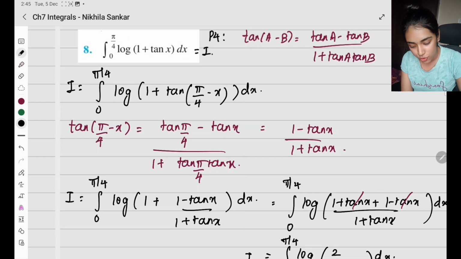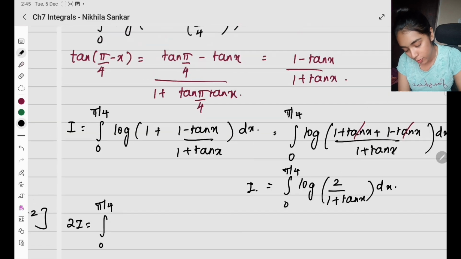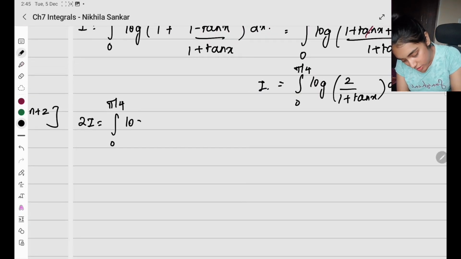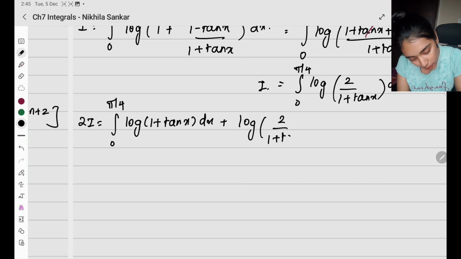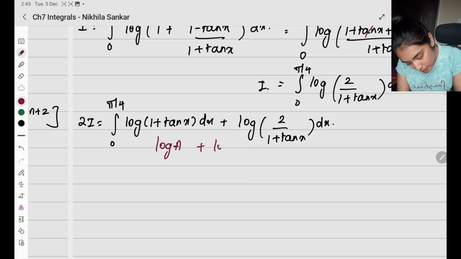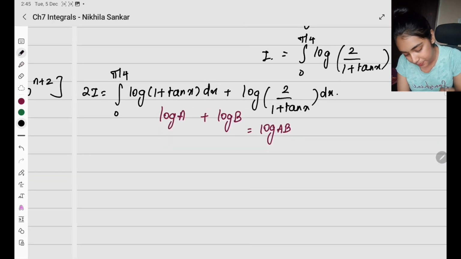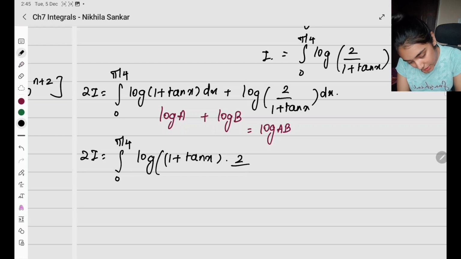So when I add these two, what do I have? Try adding from the log function. So 2I equals integral 0 to pi by 4. What is my question? Log of 1 plus tan x times dx plus log of 2 by 1 plus tan x dx. I'm adding the two, and this is of the form log a plus log b, which is going to be log of a times b. So when I do that, it's going to be 2I equals 0 to pi by 4 log of a times b, so 2 by 1 plus tan x times dx.